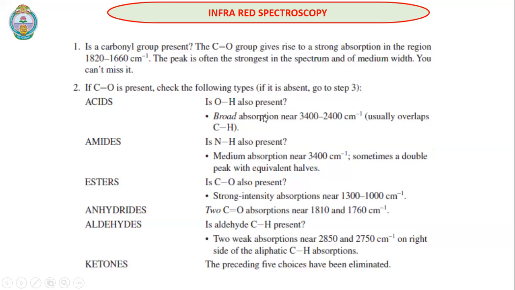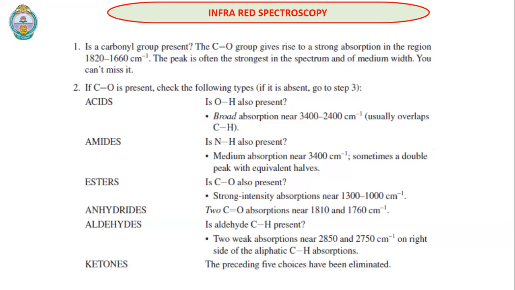If it is not a carboxylic acid, just look for amide. Okay, whether it is showing any NH bond vibrations or not. If it is giving peaks around 3400, very small, broad in nature, very sharp peaks, yes, it is an amide. If it doesn't have any NH, then go for esters.